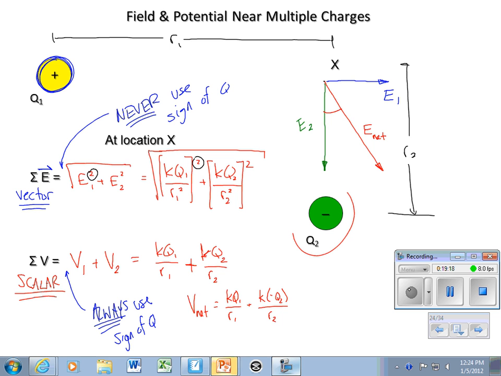Q2 is a negative charge. So that's why we said this really is the same thing as k Q1 over R1 minus k Q2 over R2. Hopefully, one of those ways, you get why those are the same thing. So we actually use the negative charge there. And that's it. Like I said, there's no Pythagorean theorem. You just add them up. Fair enough? All right, so let's make it a little trickier.